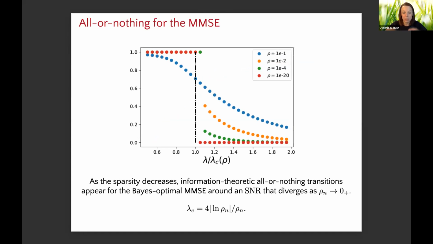So the minimum mean square error is basically the best we can hope for. Here, the y-axis in this figure is a suitably normalized MMSE. And what we see is that the MMSE tends to its maximum possible value of 1 when lambda is smaller than the critical value, so the SNR is below the critical value. It develops a jump discontinuity at the critical value, and then takes the value of 0 as the SNR is beyond that critical value of negative log rho over rho. So this is the phase transition we see for the information theoretic aspects of the problem.